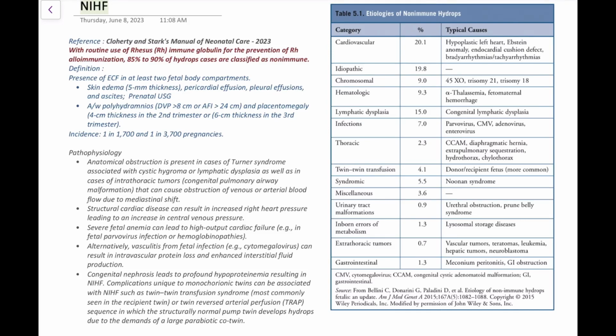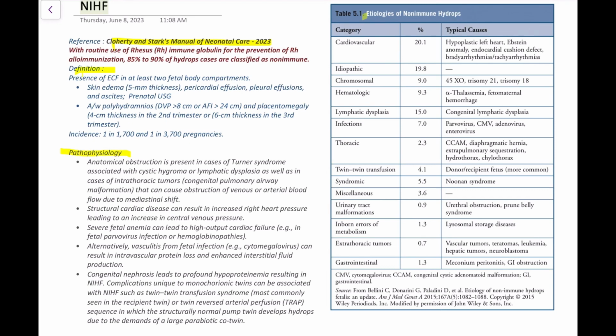Hi everybody, we are going to talk about non-immune hydrops, the NIHF here. I am going to explain it clinically with some theoretical aspects of it. I think my approach here is useful for pediatric residents. So I have read Cloherty for neonatology and made these notes.